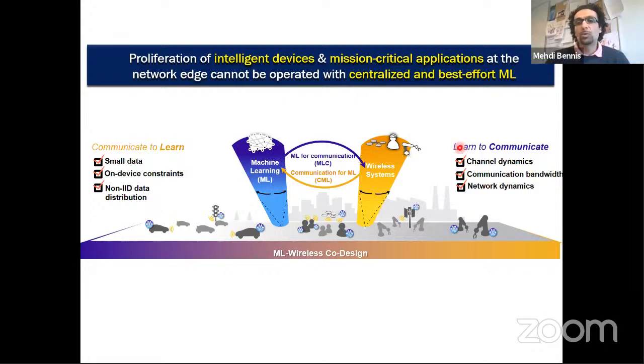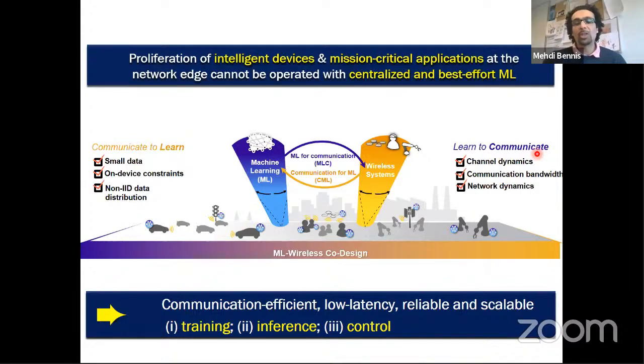On the other hand, these devices need to learn also how to communicate in an ultra-reliable and low latency manner. And there are a number of constraints such as channel dynamics, network dynamics, limited communication, and so on. So this learning to communicate while communicating to learn requires a novel machine learning and communication co-design, giving rise to a number of fundamental challenges. Some of them are listed here. How do you do communication efficient training, fast training, reliable training?